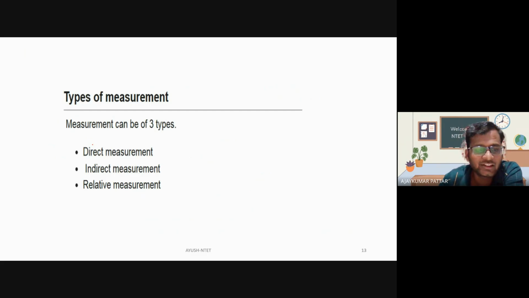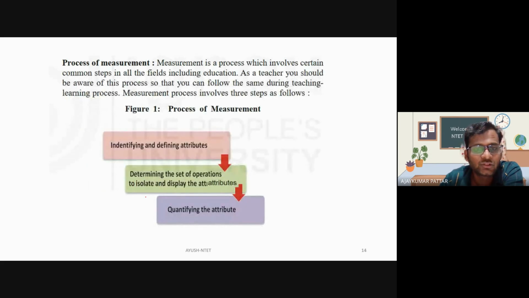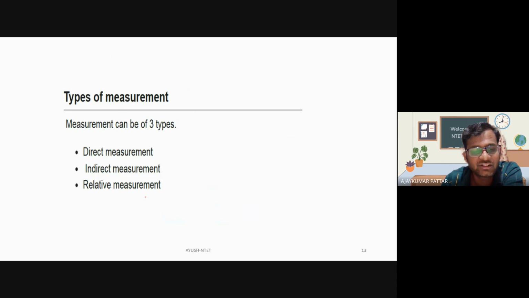So types of measurements: direct measurements, indirect measurements and relative measurements. We need not go into that much detail. If time permits, I will explain later on. Just remember measurements. What is direct measurement? If you are directly measuring that variable, that is direct measurement. For example, height, weight, we will measure directly.